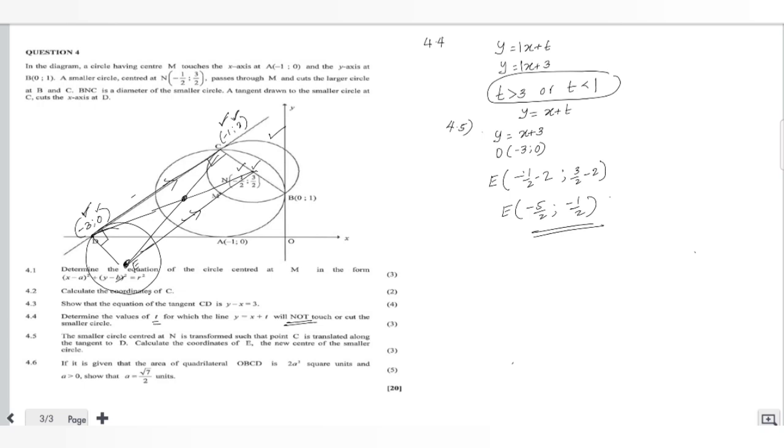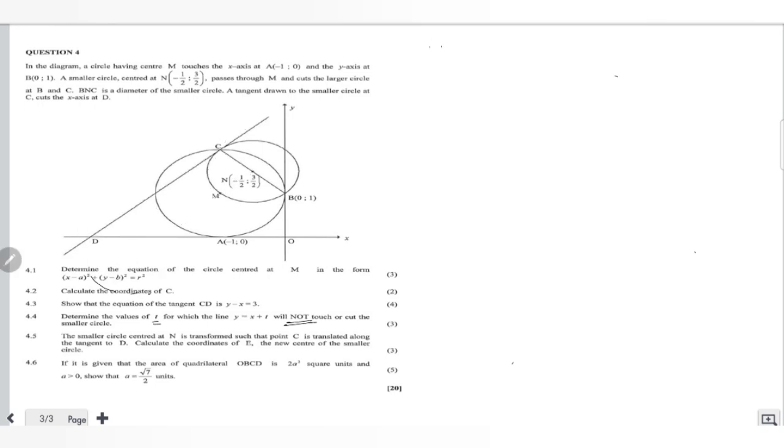It's not a difficult question. Okay, I will show you how to do it. All right, now coming to the last question, 4.6, a 5 marks question, but idea-wise it is not a heavy topic, or you don't need to think a lot. It's a very simple question.